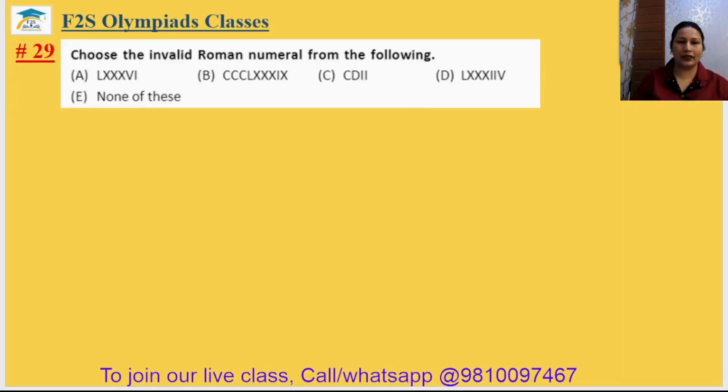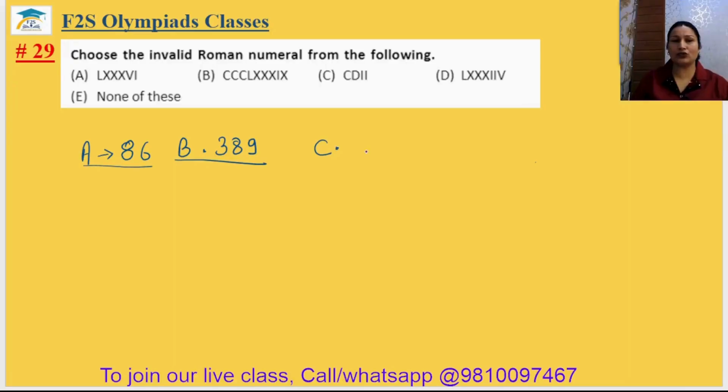Question number 29. Choose the invalid Roman numeral from the following. Option A: LXXXVI. L means 50, plus 30, plus 6, so option A is 86. B: CCC is 300. LXXX is 380 and IX is 9. It is also not invalid. It is valid.